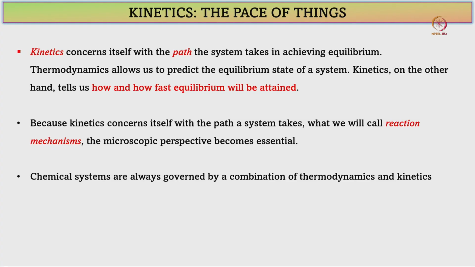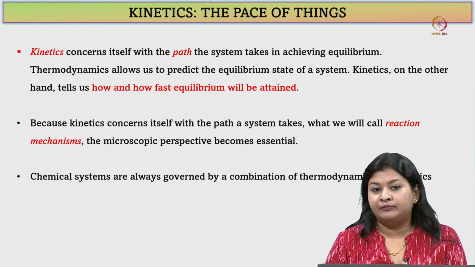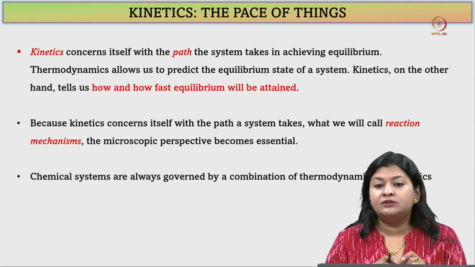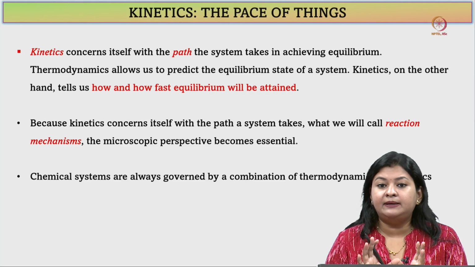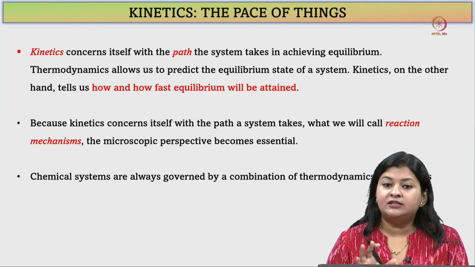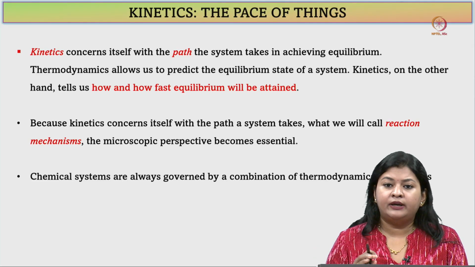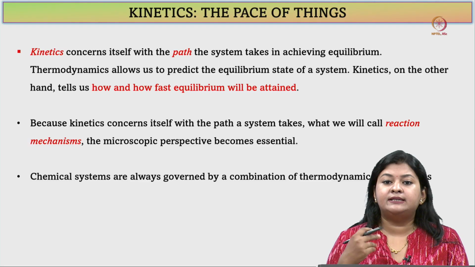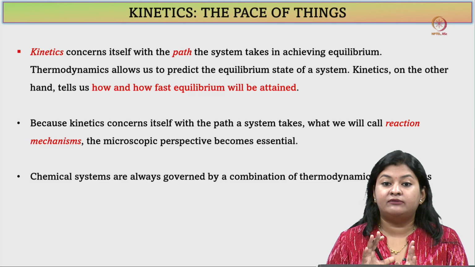So, kinetics concerns itself with the path the system takes in achieving equilibrium. Thermodynamics allows us to predict the equilibrium state of a system. It will just tell us okay, reaction will happen, forward direction it should go, or no, right now the equilibrium has been reached, forward and backward reaction rates are equal. So, this kind of information thermodynamics will give us.